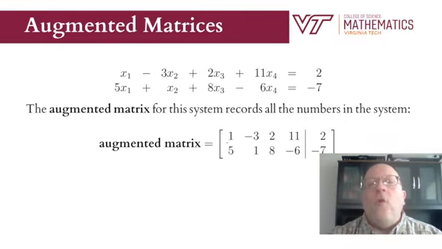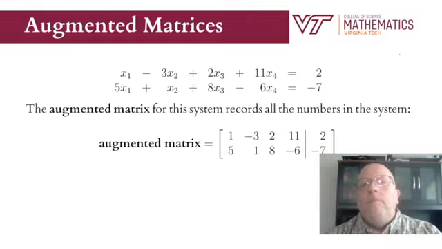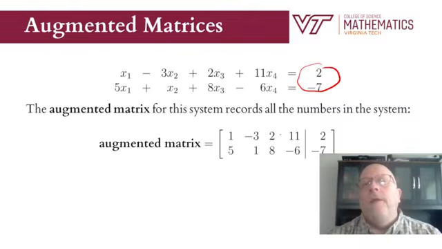We could also keep not just the coefficients, but the constants in the system as well. And we call this an augmented matrix. The coefficients are 1, 5, and that's the first column. Then negative 3, 1, that's the second column. 2, 8, 11, negative 6. And then we're also recording the constants 2, negative 7. So we have both coefficient matrices and augmented matrices.